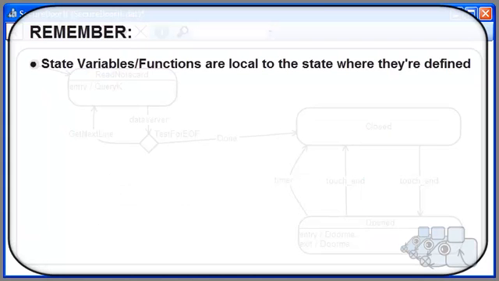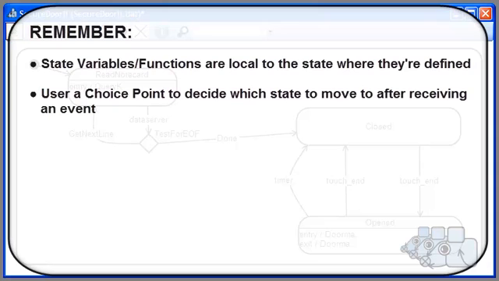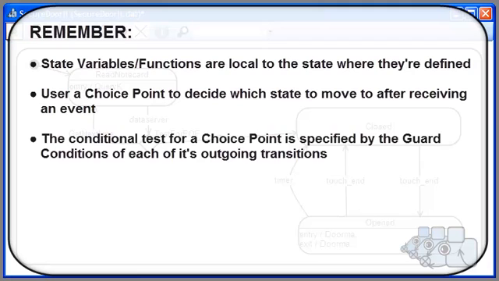Here are some things to remember. Variables and functions defined for a state can only be accessed from within that state and all of its substates. A choice point is only used when a decision has to be made as to which state to move to after receiving an event. It should not be used for every if-then-else statement that would be normally part of your code. The conditional test for a choice point is specified by the guard conditions of each of its outgoing transitions. The transitions are tested in turn, and the first one whose guard condition evaluates to true is taken. If none evaluate to true, then a transition whose guard condition is set to else will be taken.